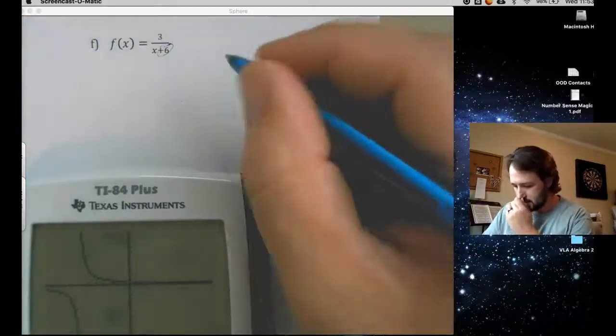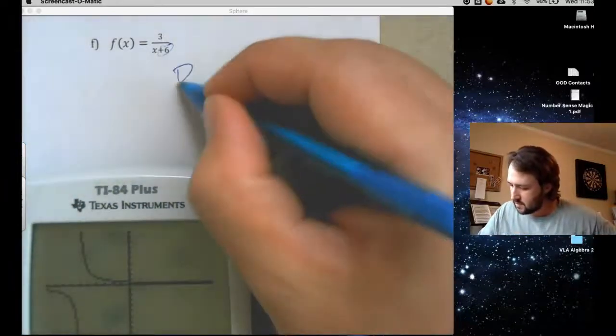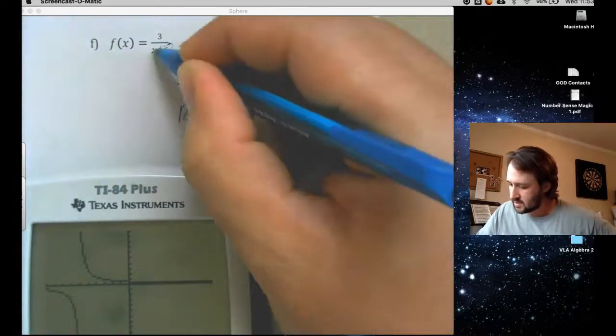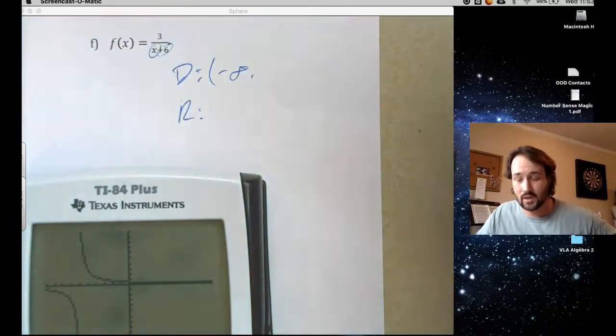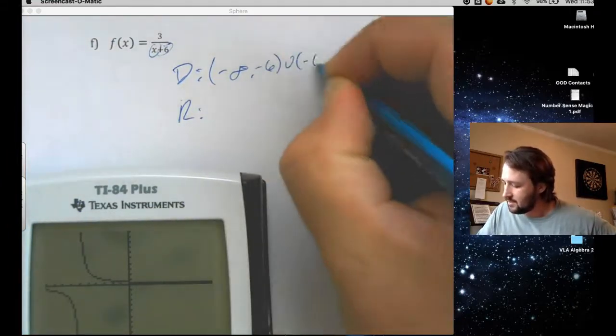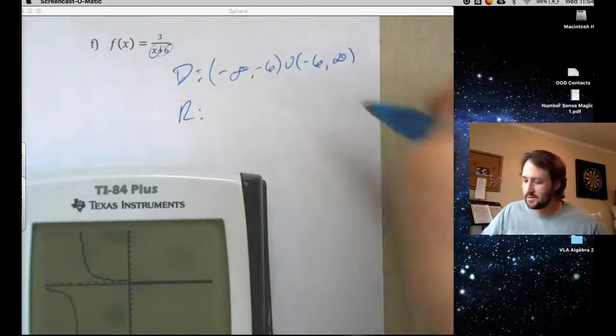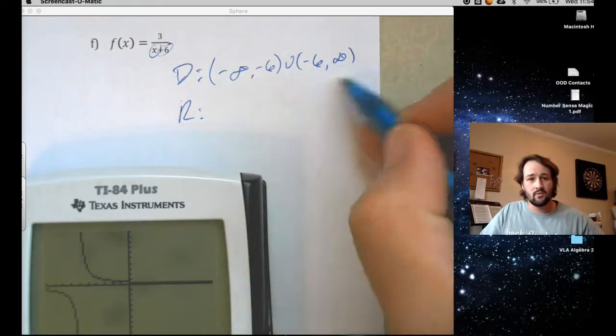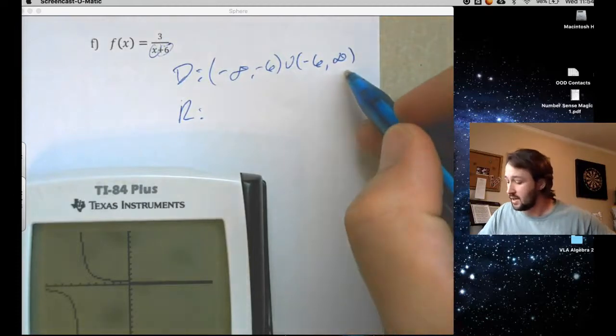All right, so important thing for the domain and the range. For the domain, I have everything except for negative 6. If I put in a negative 6 into my denominator, I'd be dividing by 0. Not possible. I can't do it. It won't work. So negative infinity to negative 6, or negative 6 to infinity. Those are my possible x values I can have.